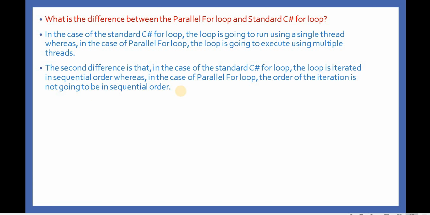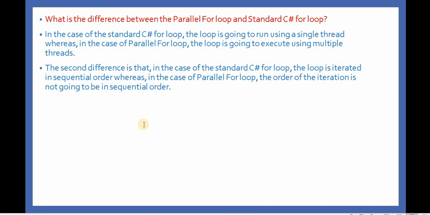Since in the parallel for loop we are using multiple threads, the loop does not execute in a sequential manner, because multiple threads work on multiple processors, and if any thread completes its task before the others, it will print that particular data. So that is the main difference between the standard C# for loop and the parallel for loop. Let's understand it a bit with an example.